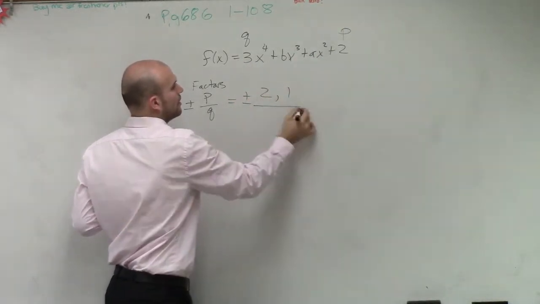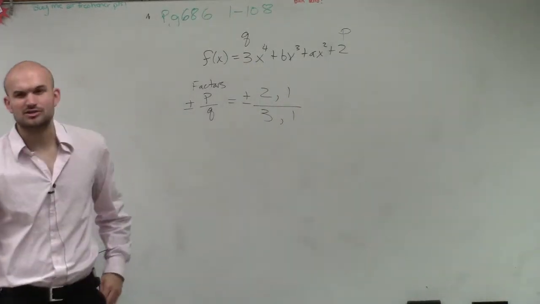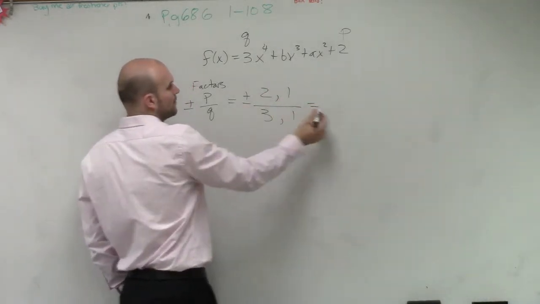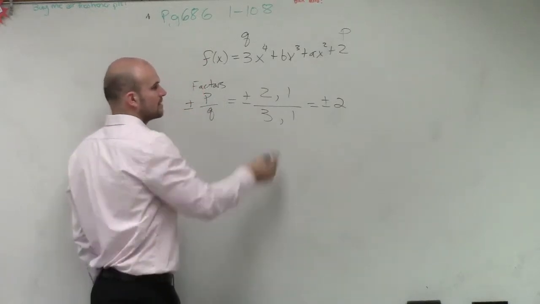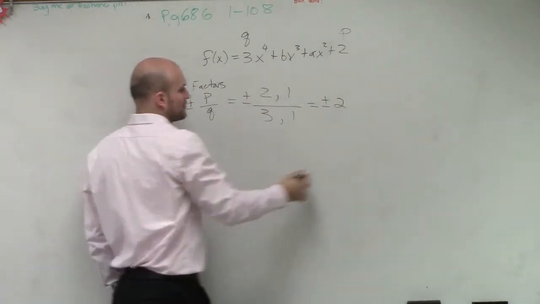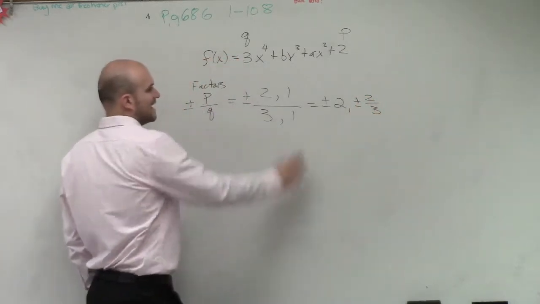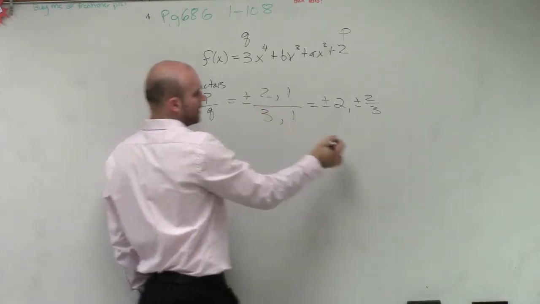So therefore, this equals plus or minus, what are all the factors of p? 2 and 1. What are all the factors of q? 3 and 1. So now I'll just do this in descending order. My highest value I can have is 2 over 1. So I'd have plus or minus 2 over 1, which is 2. Then plus or minus 2 over 3.